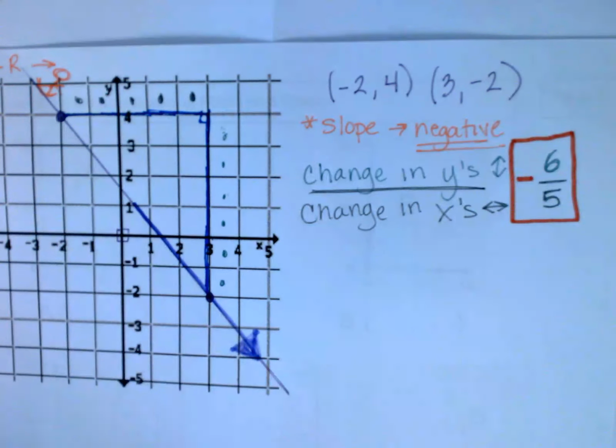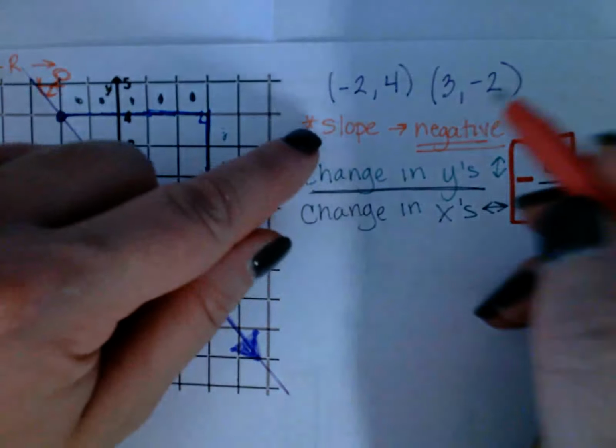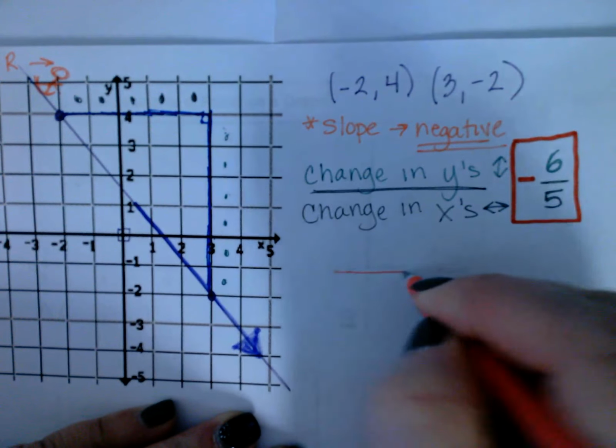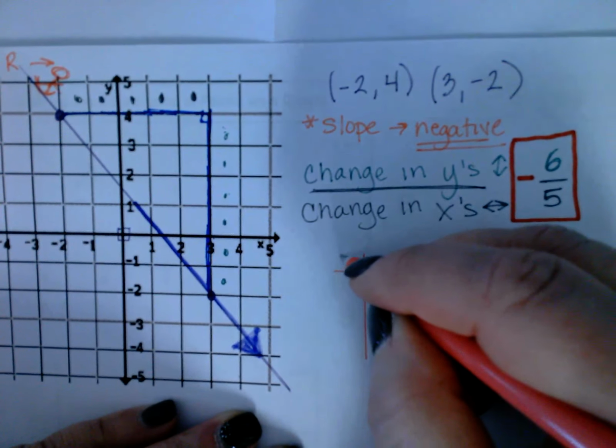That is how you can find the steepness of a line or how something is changing when you're looking at a graph. If I didn't give you a graph and I didn't give you a table and I said, find the rate of change, find the unit rate given these two ordered pairs, what I would do is just make a t-chart.